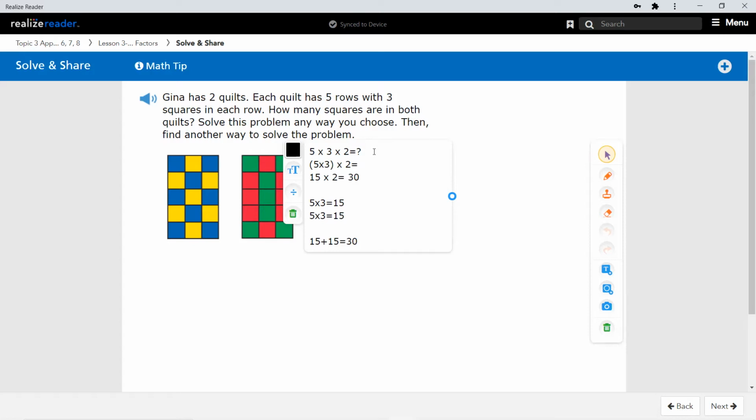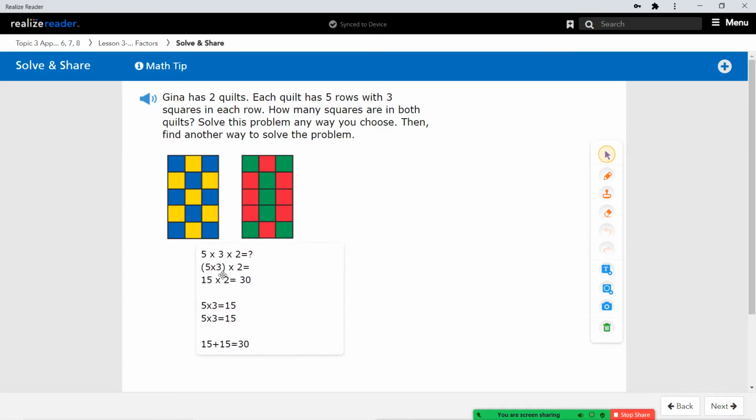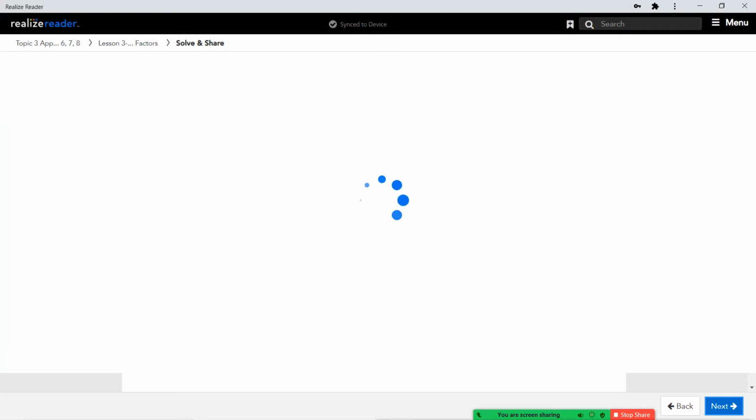So I found 2 different strategies. The first one, I was doubling. I found the number of squares in the quilt for 1, and then I doubled it to find how many squares there are in both quilts by using addition. The strategy I wrote on top uses just multiplication to solve. So we found 2 different ways to find out how many squares she has in both of her quilts.